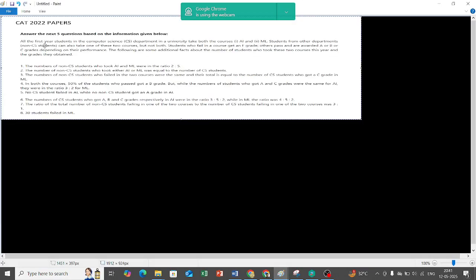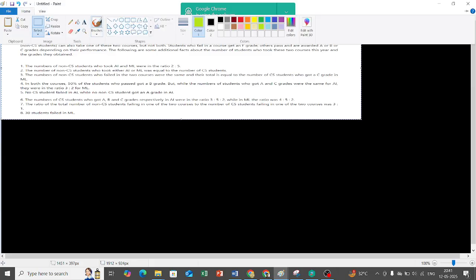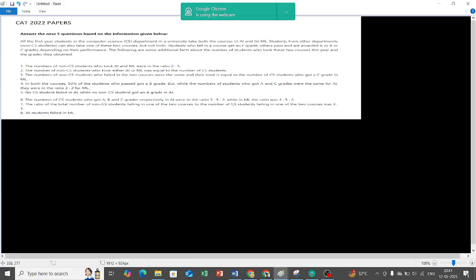See, this is a sum from CAT 2022, and it is based on ranking and ordering. All the first year students in the computer science department in a university take both the courses AI and ML. So there are two courses, AI and ML. Computer science students have the right to take both the courses. Students from other departments, non-CS students, can also take one of these two courses, but not both.